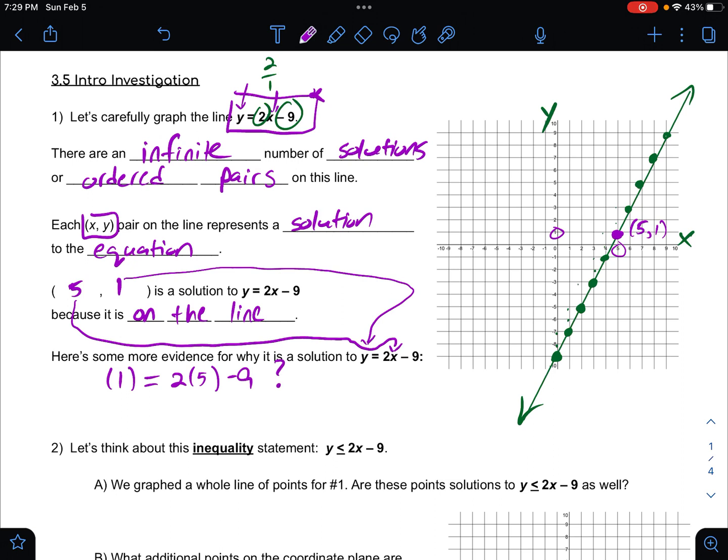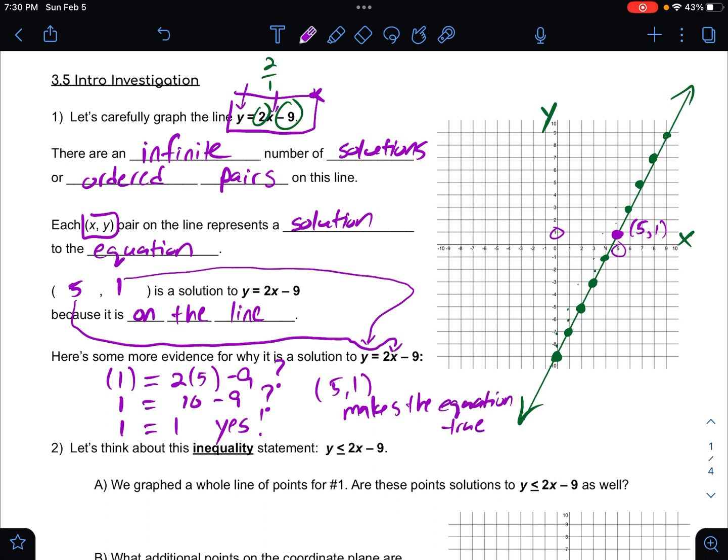And this is really a question. Does 1 equal 2 times 5 minus 9? Let's do the math here. 2 times 5 is 10. Is 1 equal to 10 minus 9? Question mark. 10 minus 9 is 1. Yes, 1 does equal 1. So that proves that that point is a solution because it makes the equation true. Okay, so the point 5, 1 makes the equation true.